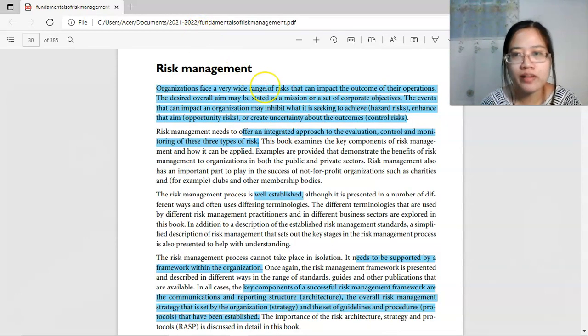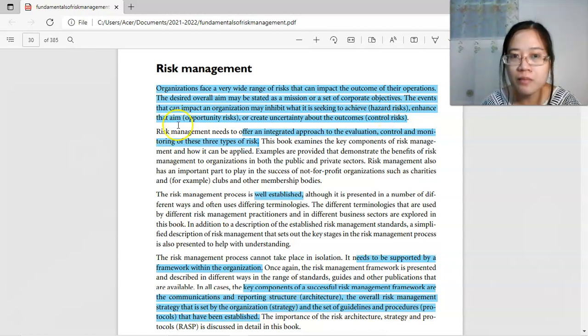Okay, risk management. Parang ang haba na itong introduction. Anyway, risk management. Organizations face a very wide range of risks that can impact the outcome of their operations. The desired overall aim may be stated as a mission, or a set of corporate objectives. The event that can impact an organization may inhibit what it is seeking to achieve, yung hazard risk. Kumbaga inherent kasi itong hazard risk. Halos lahat naman exposed dyan.